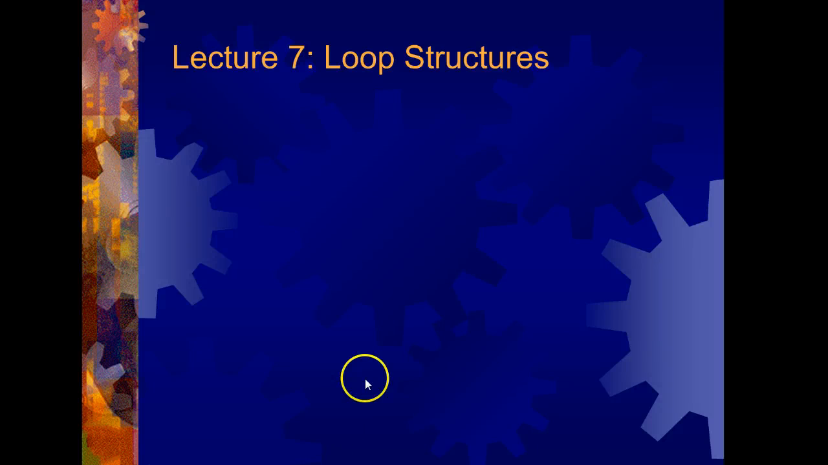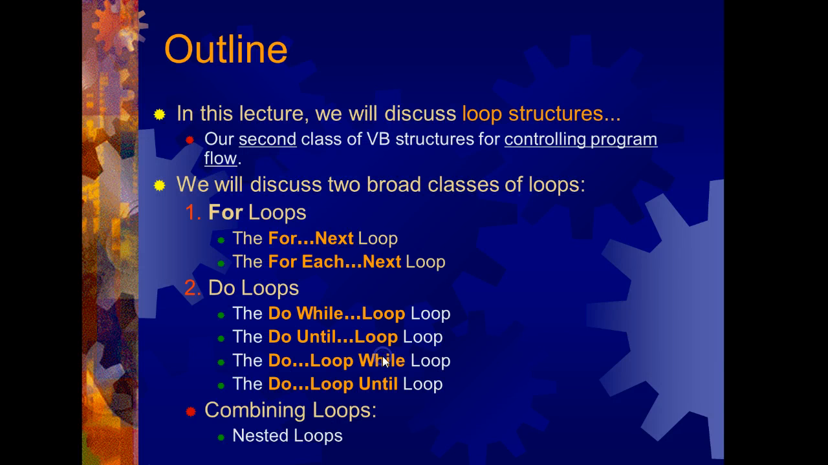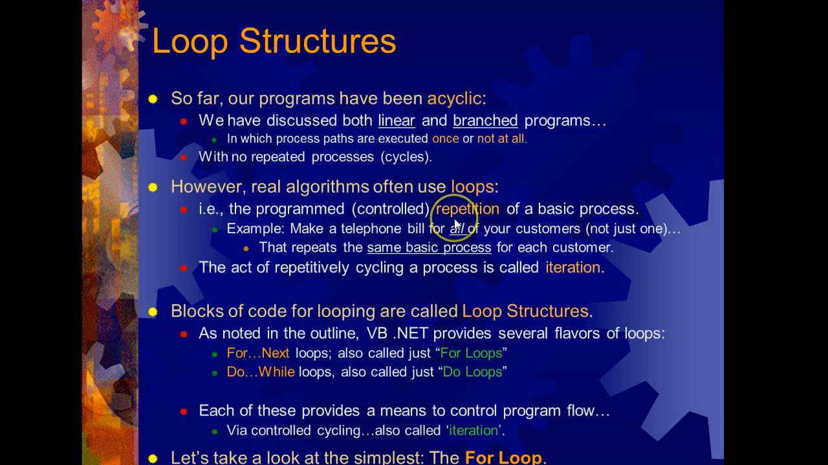Okay, so we're going to look at loop structures now. This is lecture 7. In this lecture, we will discuss loop structures, our second class of VB structures for controlling program flow. We also use the if-then and case, which are kind of the same. So this is a different means of changing the program flow. We will discuss two broad classes of loops, for loops and do loops.